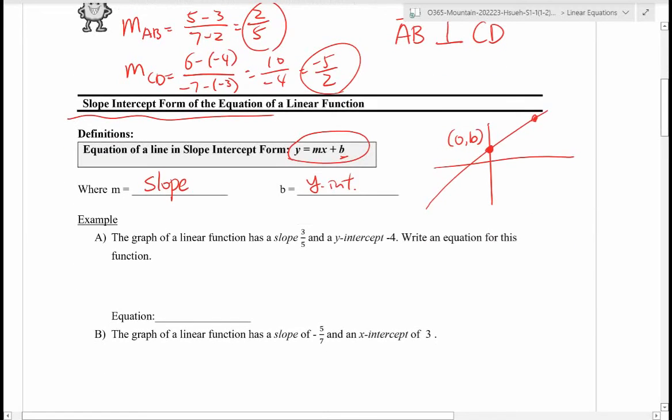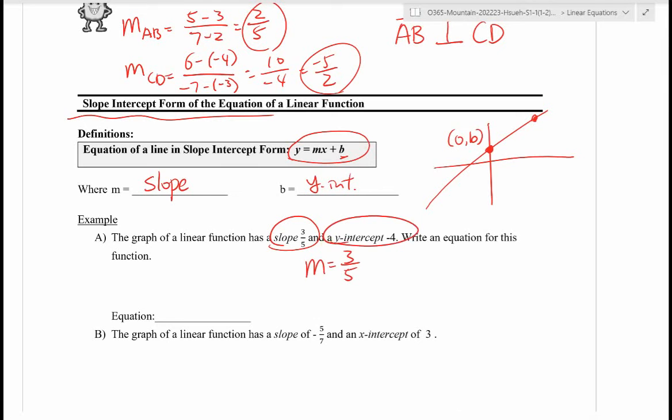Now let's look at some examples here. It says the graph of a linear function has a slope of 3 over 5, so we know that m equals 3 over 5. And the y-intercept is -4, so b is -4. Perfect, it gives us everything. So the equation of this line is simply y equals mx, so 3 over 5 x, plus b. Because b is negative, it's going to be -4. I know it says plus b, but we have a minus sign here because our b is -4, since it says the y-intercept is -4.